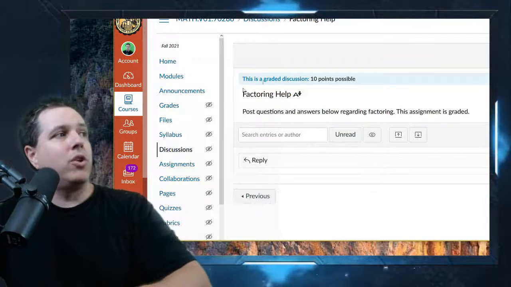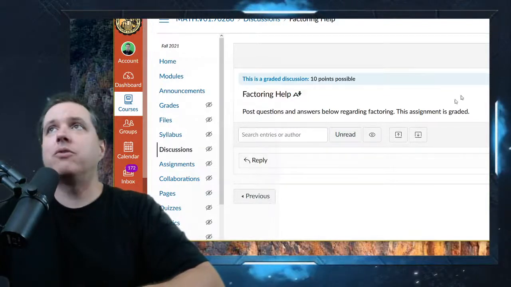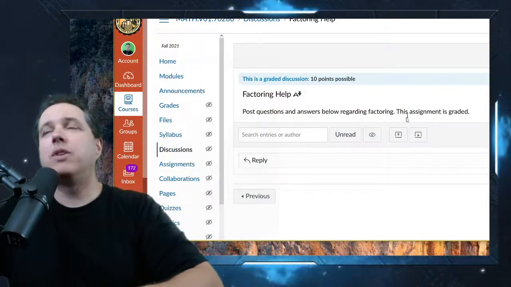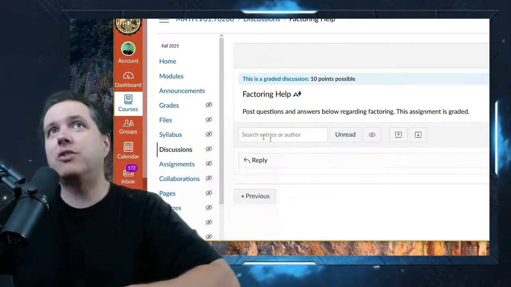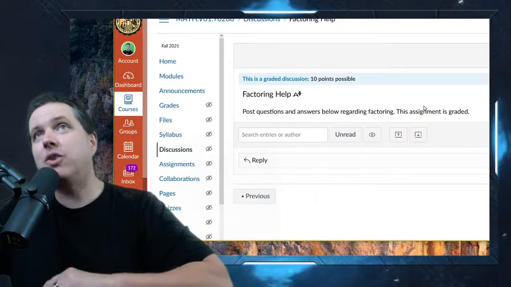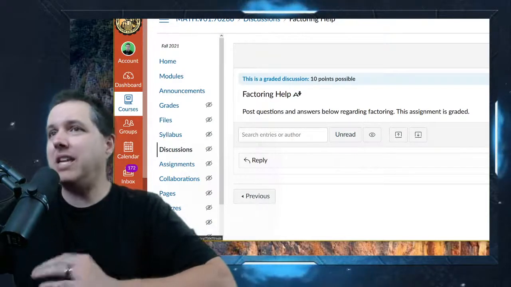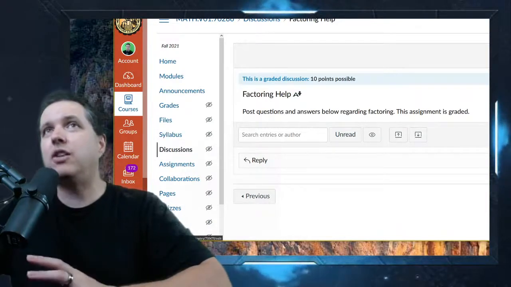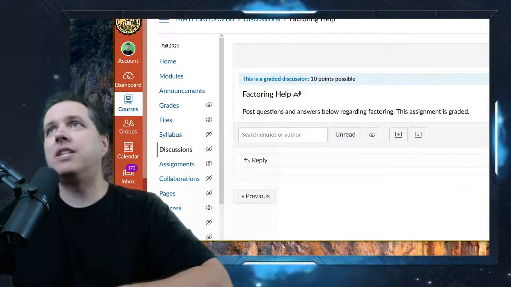So here's an area where you can post questions about factoring, right? This is one of those ones, it's graded. It's an easy 10 points. So just come in here and talk about what helped you for factoring, or something that made it easy for you, or a question that you have that you don't understand. It's an easy 10 points. Just come put that in there.